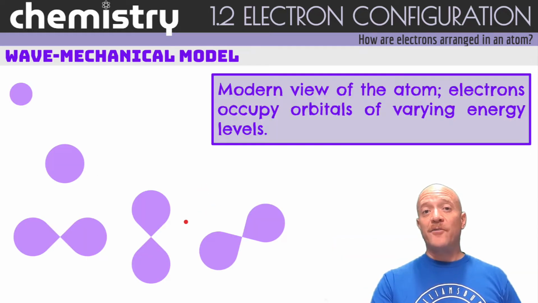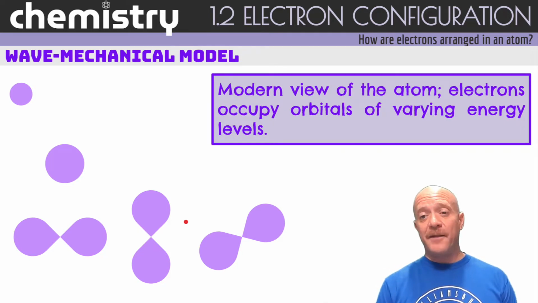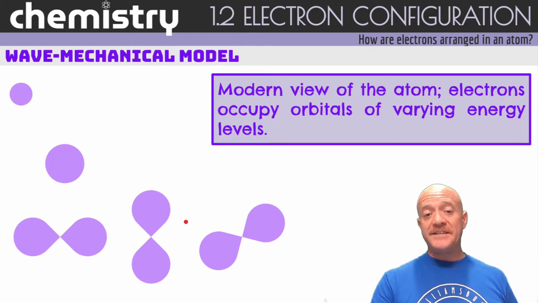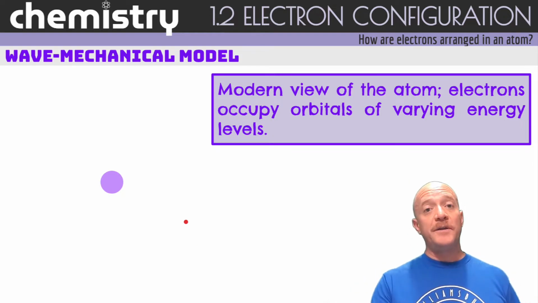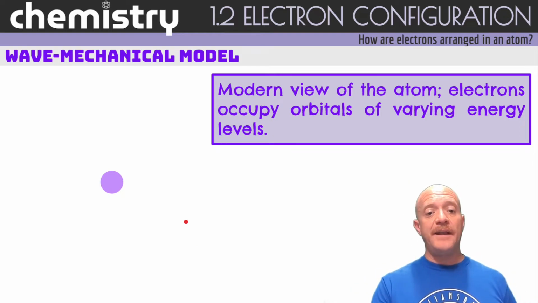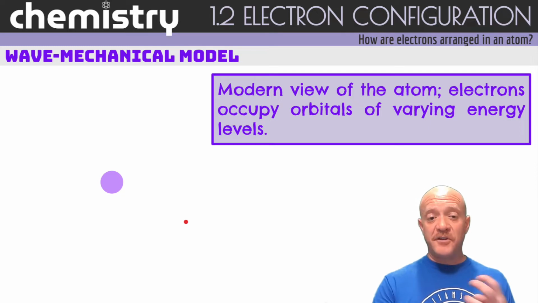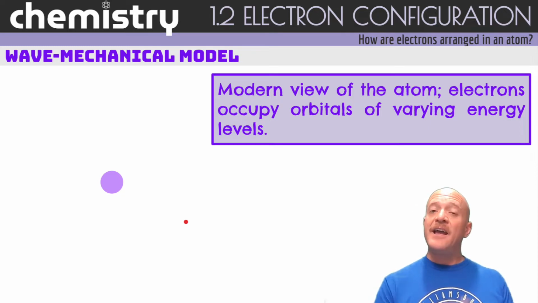So the wave mechanical model is simply the modern view of the atom. The electrons are occupying orbitals of varying energy levels. So the way that this looks is that you're going to have these varying shaped areas where you're going to find electrons, and you're going to have different energy levels. So the closer to the nucleus, the less energy. The farther away from the nucleus, the more energy.